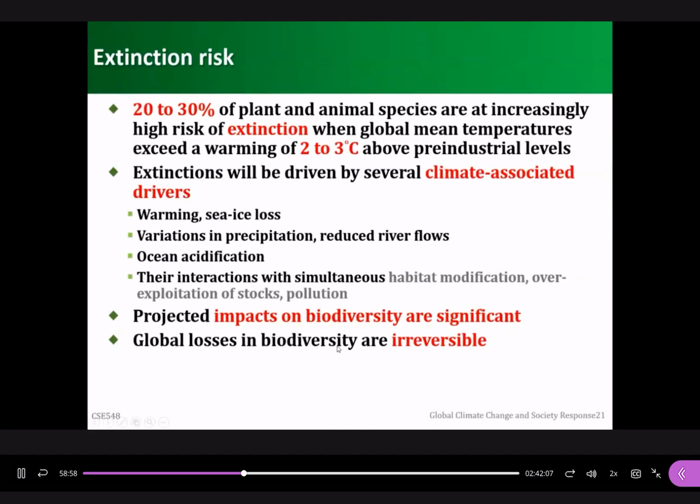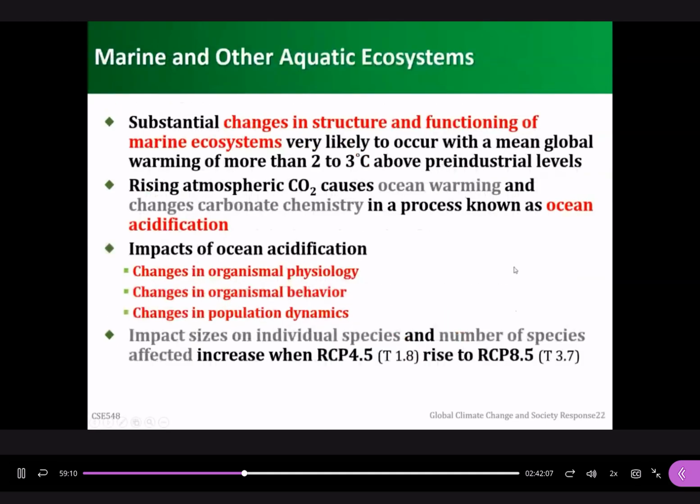And see here, the biodiversity loss will be irreversible. We have an example about a coral reef in the sea because of the temperature increase. Here is some description about the impact. We can see there will be substantial changes in the structure and functioning of the marine ecosystem because of a temperature increase of 2 to 3 degrees Celsius in the future.